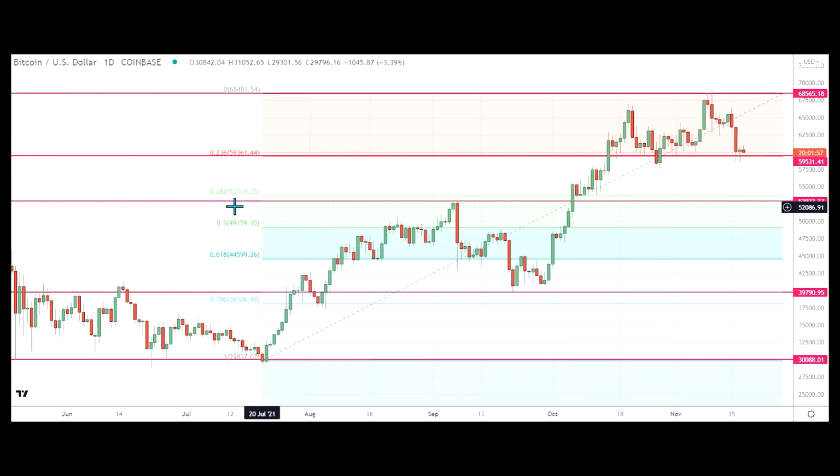So the key levels that we identify based on matching support resistance levels and Fibonacci retracements are the 23.6, which is around 59,000, and the other one, which is the 38.2, which is around 53,700.